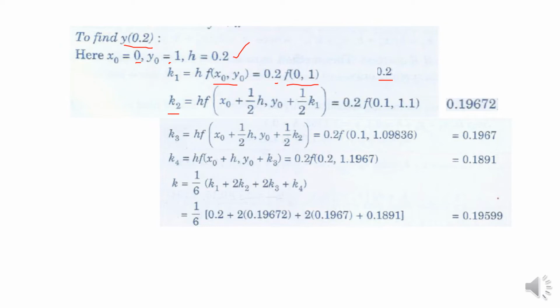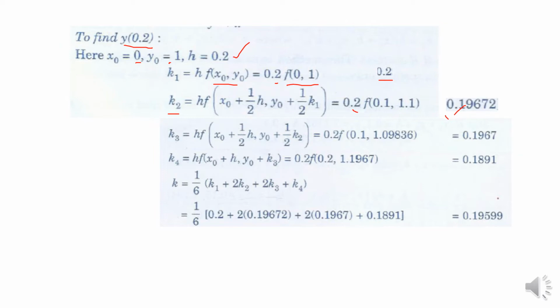Once we put these values, this becomes f(0.1, 1.1). So dy upon dx is given, which is f(x,y). It means in that equation we will put x equal to 0.1 and y equal to 1.1. We'll calculate that and multiply it by 0.2. You will get this value.